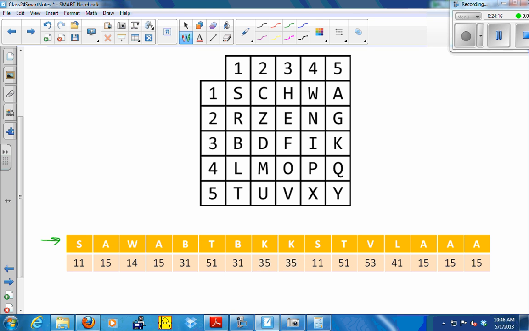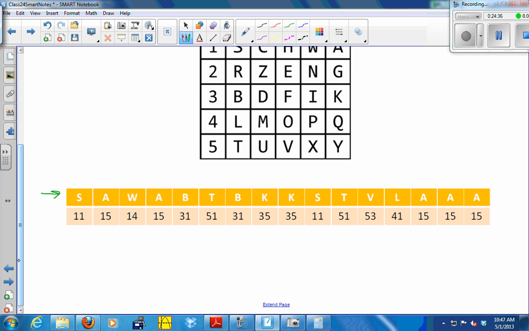So I look up S, and I get 1, 1. So I write 1, 1, left to right. Look up A, that's in row 1, column 5. So I write 1, 5 next to each other, left to right. W is 1, 4, and so on. I look up every letter and just write down the row and column left to right.